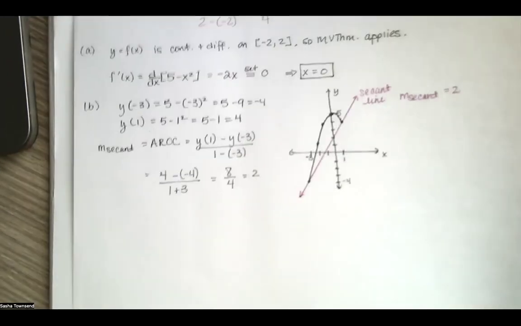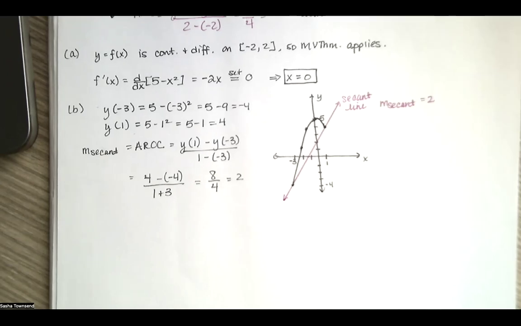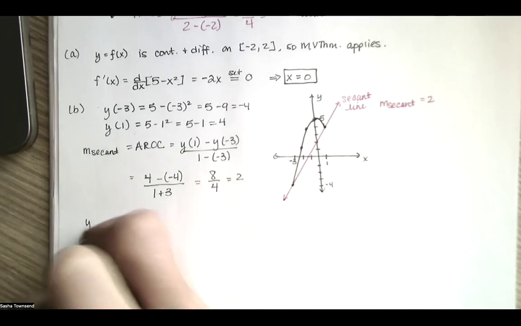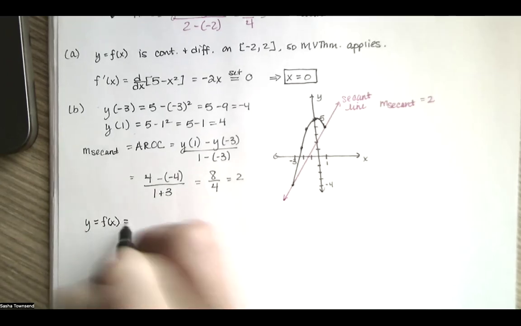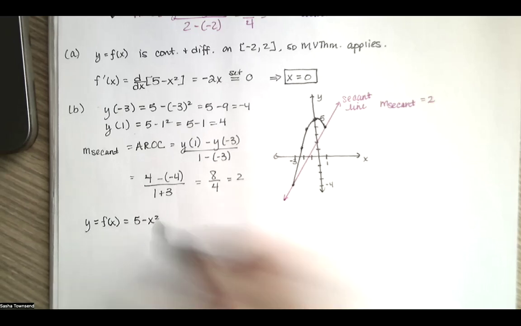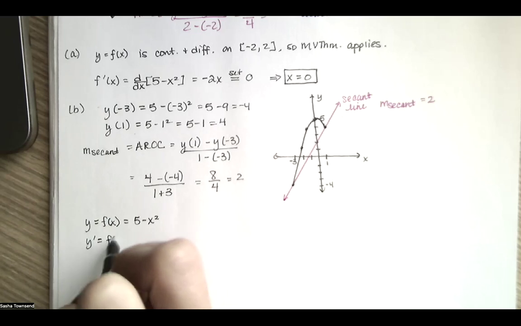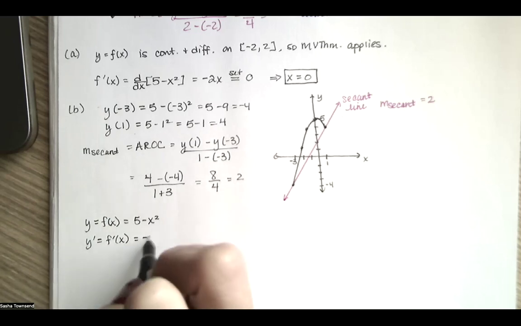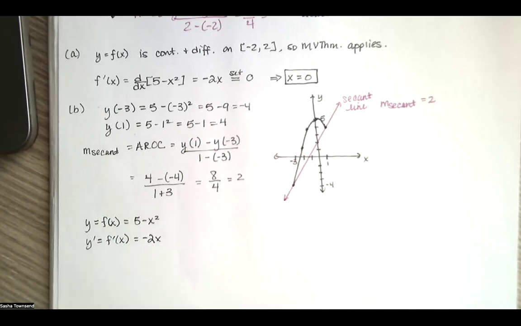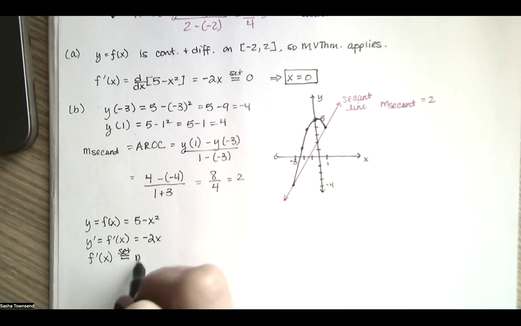So to do that, we compute f prime. So we have y equals f of x. I'm just calling it f now so that it has a name. And then y prime or f prime of x, either one is fine, is equal to -2x. And then we set f prime of x equal to the slope of the secant line and solve.